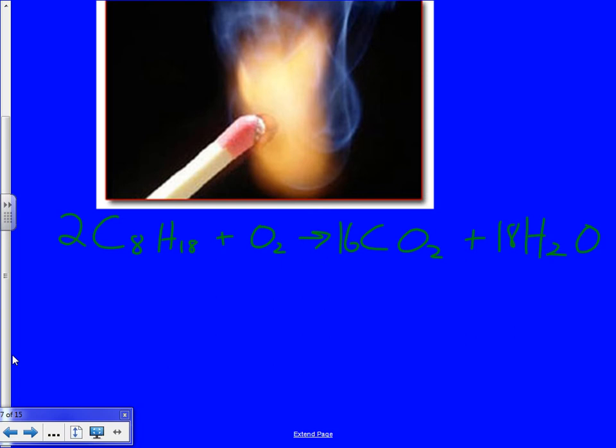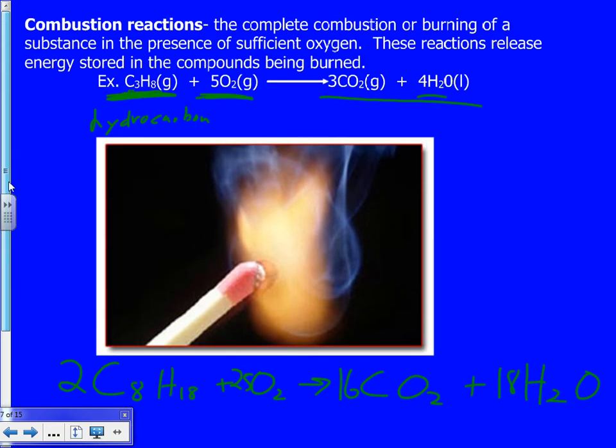But could I figure out how many are over here? Yes, I could. All right, so 16 times 2 is 32. Okay, plus 18 more is 50. All right, what times 2 will give me 50? 25. That's about as hard as balancing gets. Okay, you'll practice it. If you didn't get it there, don't worry. All right, so you can see the bigger the hydrocarbon, the more waste products we get. 16 carbon dioxide versus 3.